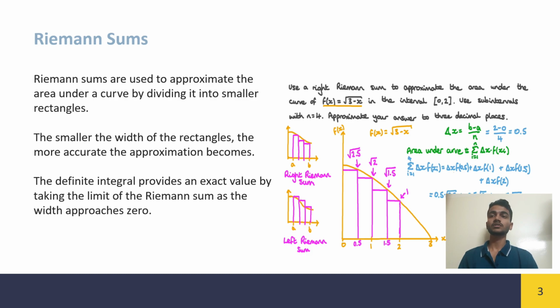Riemann sums are used to approximate area under a curve by dividing it into smaller rectangles. You can see in the graph the smaller rectangles. The smaller the width of the rectangle, the more accurate the approximation becomes. When the rectangles are at the smaller width, this becomes accurate. The definite integral provides an exact value by taking the limit of Riemann sums as the width approaches 0.